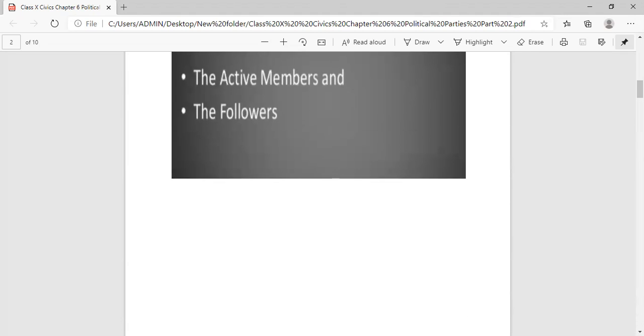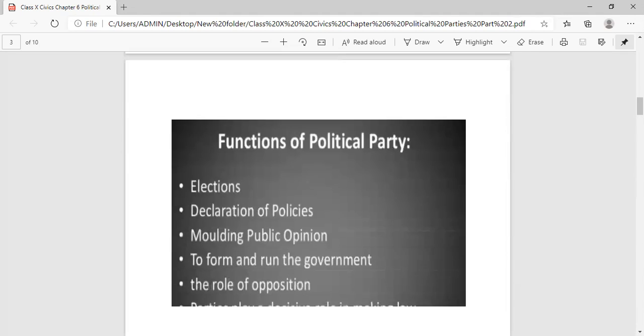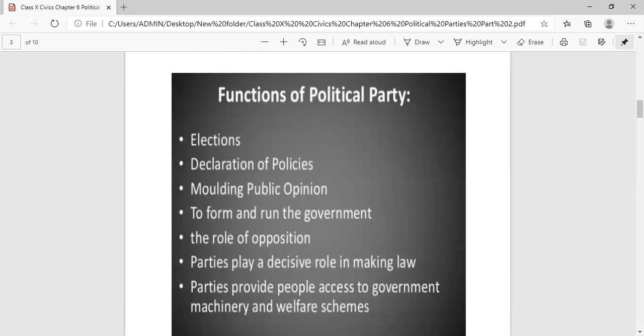Now let's move on to the next slide, explaining the functions of political parties. Here the foremost function of the political party is to contest elections. In most democracies, elections are fought mainly among the candidates put forward by the political parties. So they put up candidates for the election and try to get them elected.